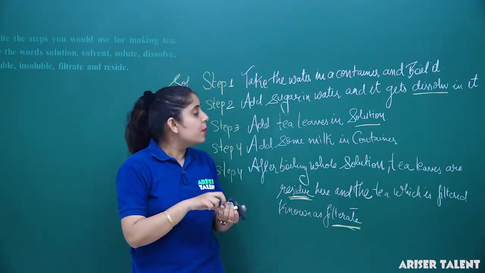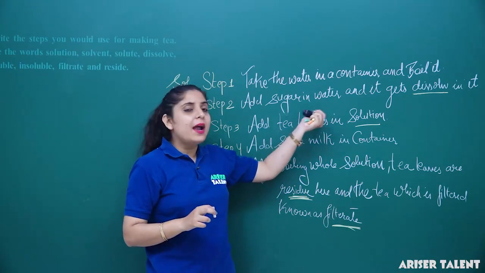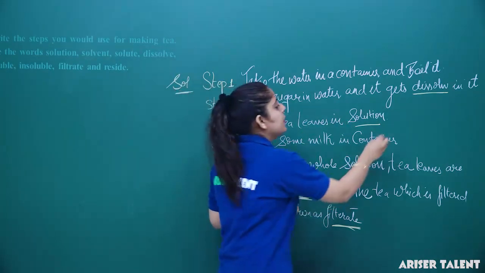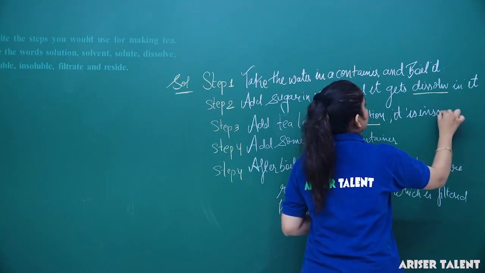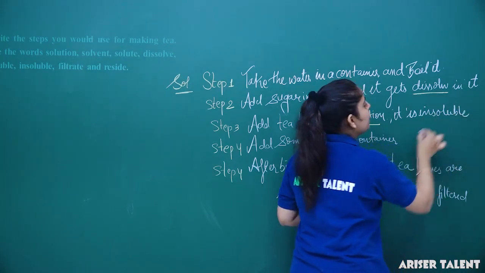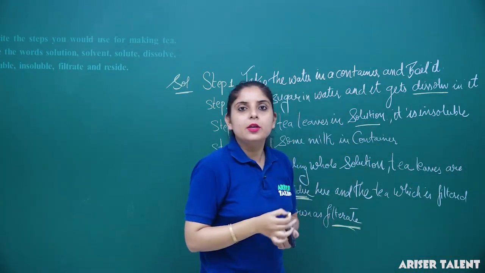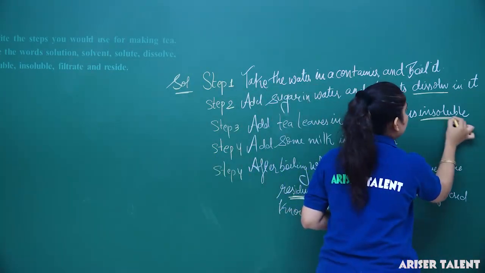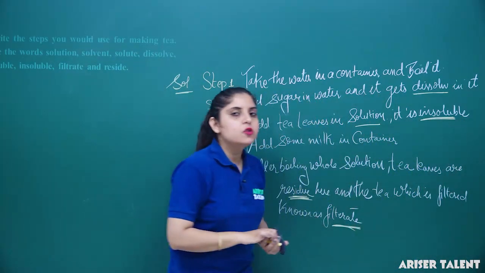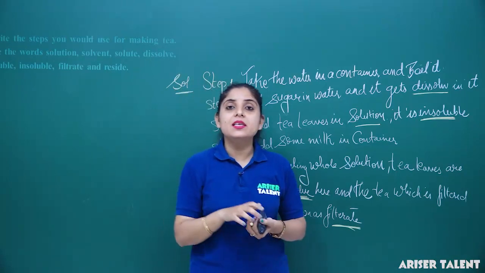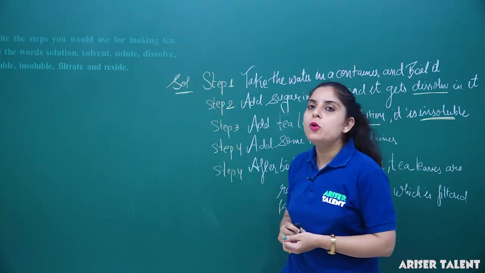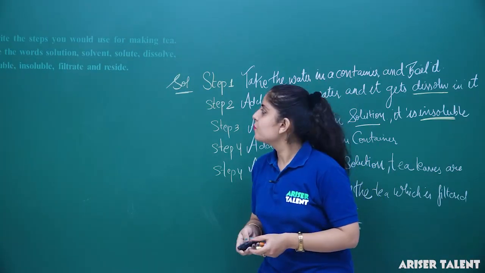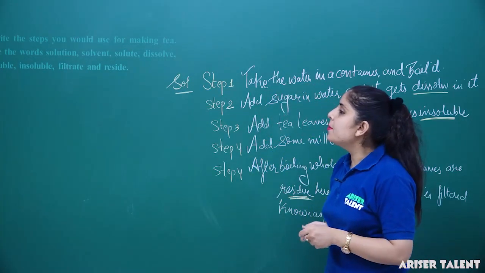As one sentence you can make here, when you are adding the tea leaves in the solution, it is insoluble. Tea leaves are not going to be soluble in that water that you have boiled. So we can use one more term, that is insoluble here. So by using these terms, we can make sentences of our own. Clear? So this is all about the whole process for making tea. Now, let's move to question number 3 here.